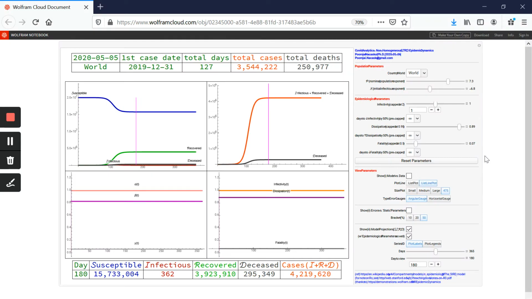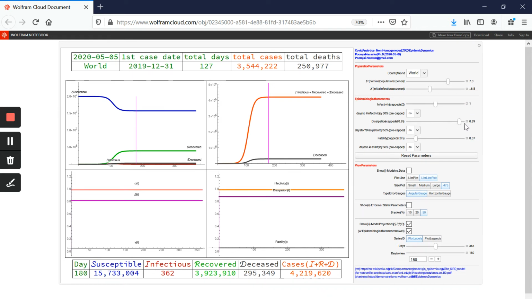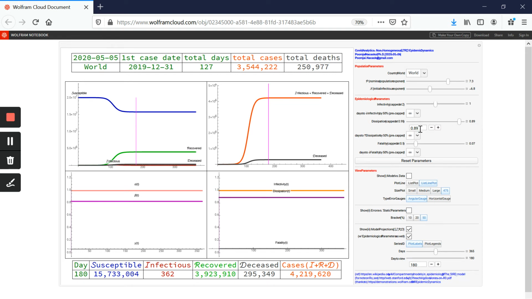So let's see how this happens in practice. Here, the infectivity or infection rate is controlled by this slider as before. Here you have the dissipation rate. Once again, it acts the same way as 1 over the basic reproduction number. So if it's very high, then the epidemic is not that severe. But if it's very low, for example, I put in 0.5, that means 1 over 0.5, or 2, is the value of the basic reproduction number. Let's see what happens.